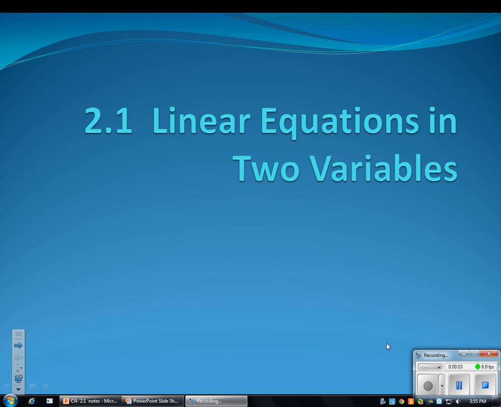This lesson is for Chapter 2, Section 1, Linear Equations in Two Variables. It starts on page 160 in your textbook, so if you want to get that open and get your notes open to a new chapter, we'll get this lesson underway.